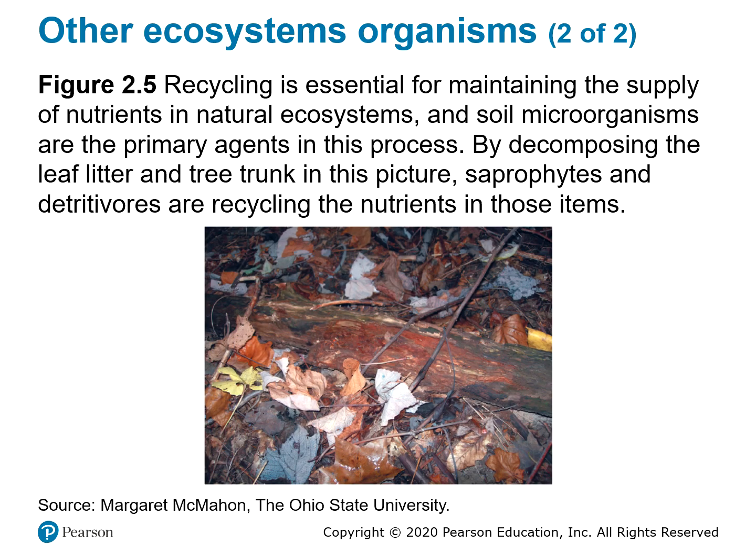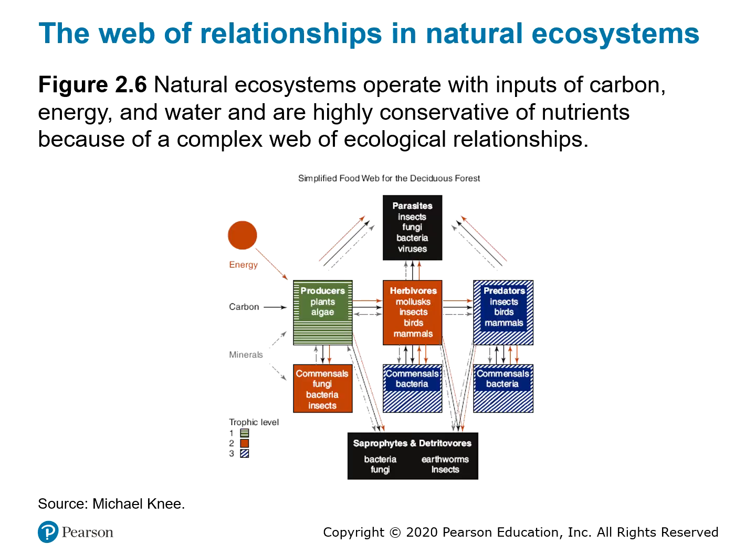Figure 2.5 comes from your textbook. Recycling is essential for maintaining the supply of nutrients in natural ecosystems, and soil microorganisms are the primary agent in this process. By decomposing the leaf litter and tree trunk in this picture, they are able to recycle the nutrients in those items. Figure 2.6 comes from your textbook.